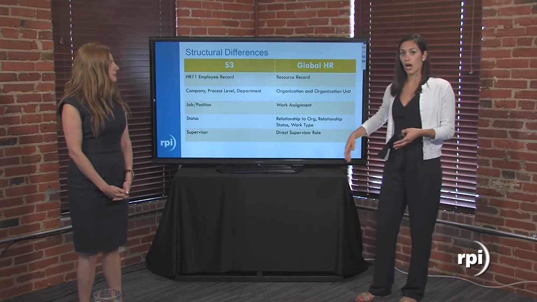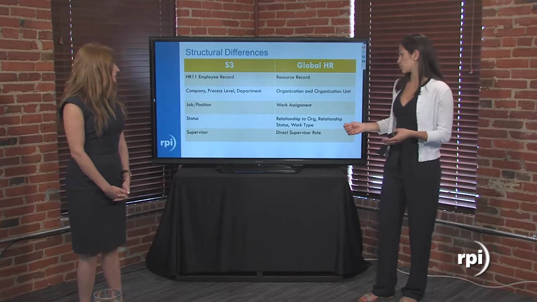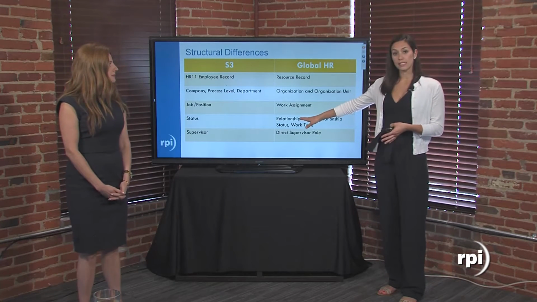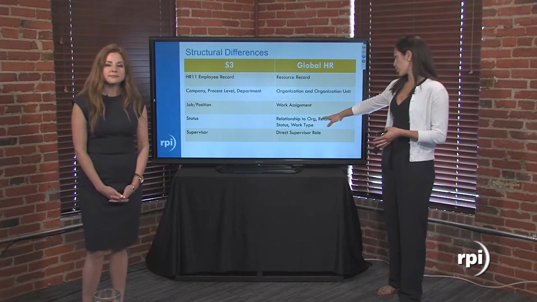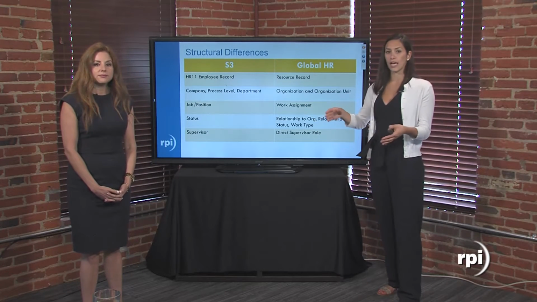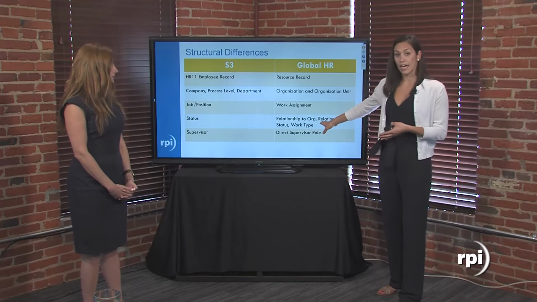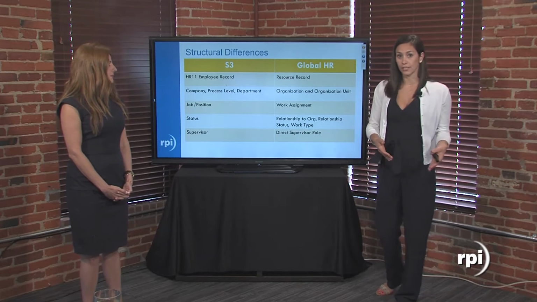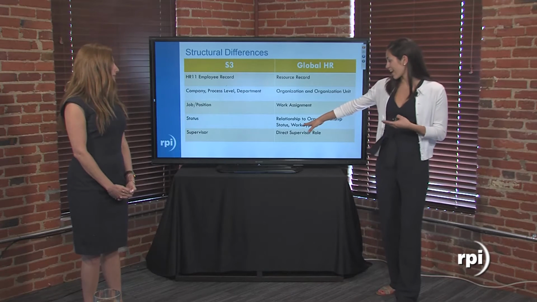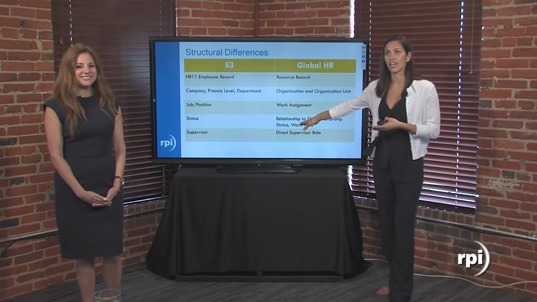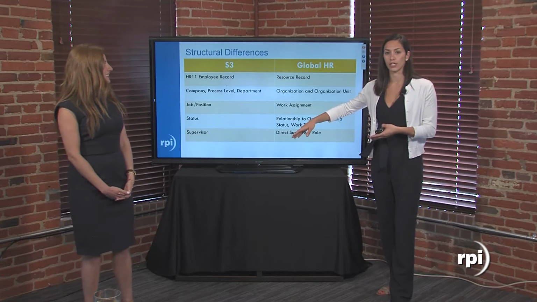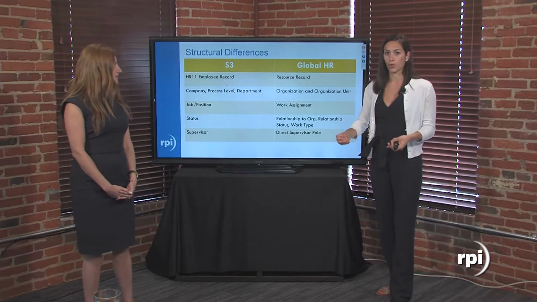Status, in Global HR, it becomes 3 different items that kind of all work together to explain how the employee is utilized within your organization. So the 3 pieces in Global HR are your relationship to org, which is part-time, full-time, that sort of thing. The relationship status, which is active, inactive, that sort of thing. And then work type, which is whether they're a volunteer or an employee or a contractor.